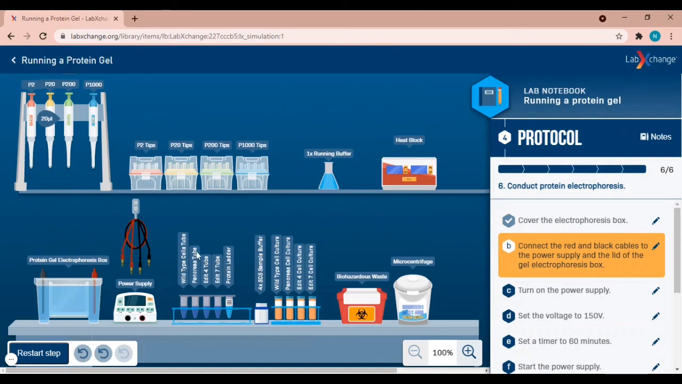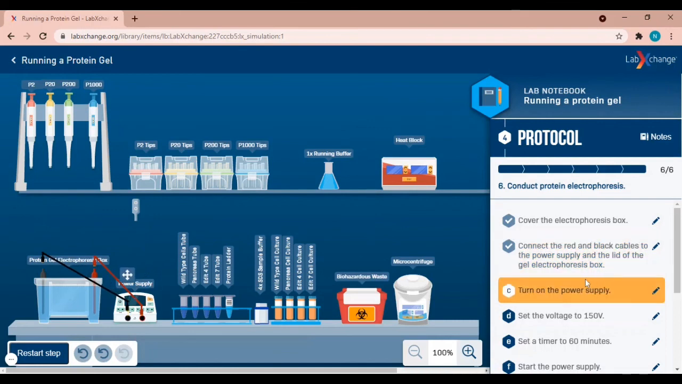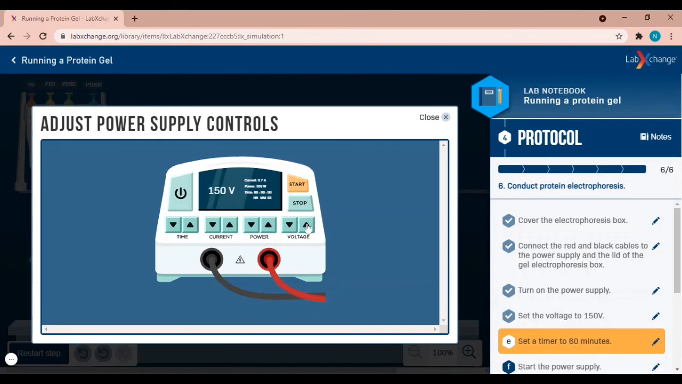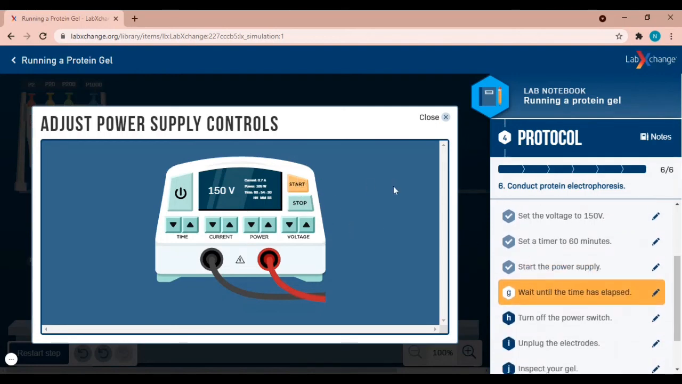Then connect the red and black cables to the power supply and the lid of the gel electrophoresis box. Black with black, red with red. Next, turn on the power supply. Then set the voltage to 150 volts. Then set a timer to 60 minutes. Then start the power supply. Wait until the time has elapsed.